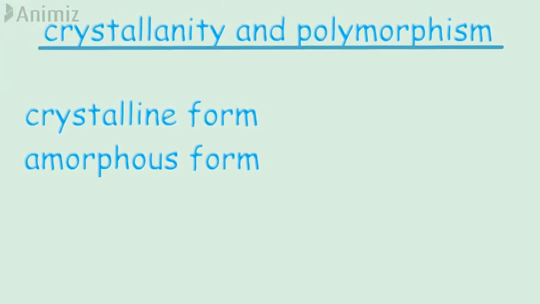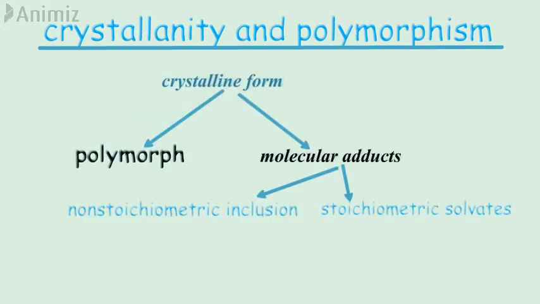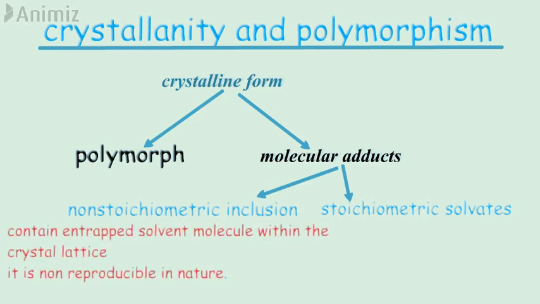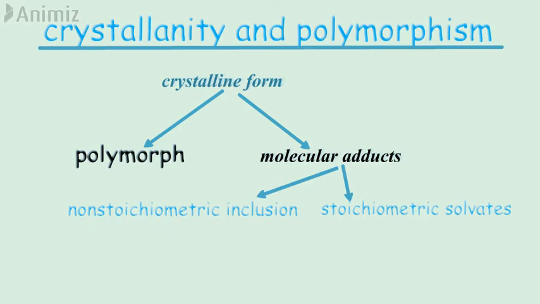Coming back to crystalline form, it is of two types. They are single entity polymorphs or molecular adducts like non-stoichiometric inclusion compounds and stoichiometric solvates. Non-stoichiometric adducts contain entrapped solvent molecules within the crystal lattice. This type of adduct is avoided for development due to its lack of reproducibility. On the other hand, stoichiometric adducts contain crystallizing solvent in specific sites within the crystal lattice.